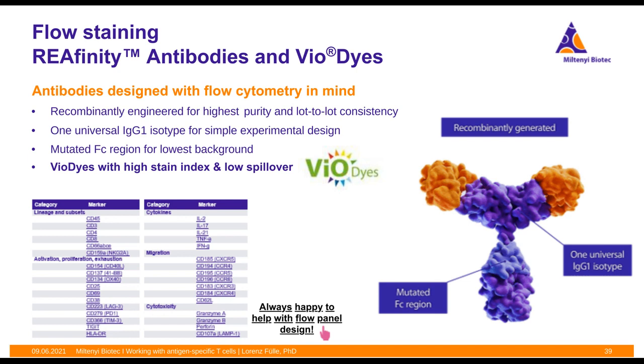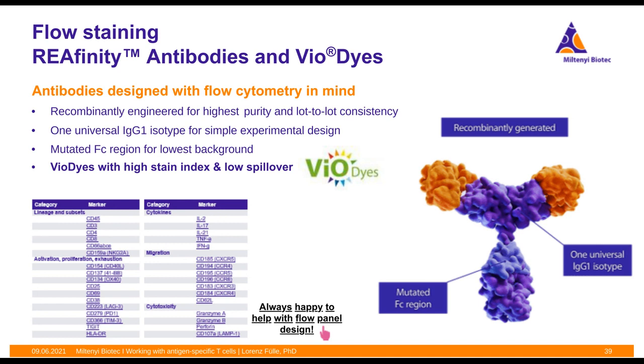Now let's have a look at our tools for cell analysis. Here we have the so-called REAffinity recombinant antibodies and our BioDyes. These REAffinity antibodies have been really designed with flow cytometry in mind. They are recombinantly engineered, with highest purity and also highest lot-to-lot consistency. They all have the same universal IgG1 isotype, which will make your experimental design much simpler.